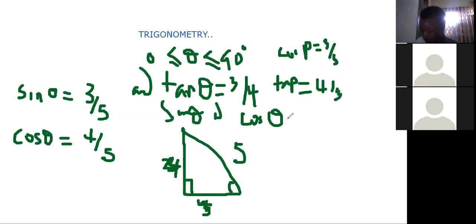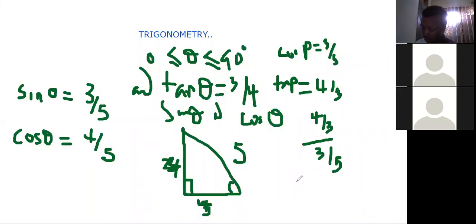And tan over what? Cos, which is 3 over 5. So what it means is that we should find 4 over 3 divided by 3 over 5. What are you getting? When we turn it like that, 3 will cancel 3, so you are going to get 4 over 5, unless I'm wrong.